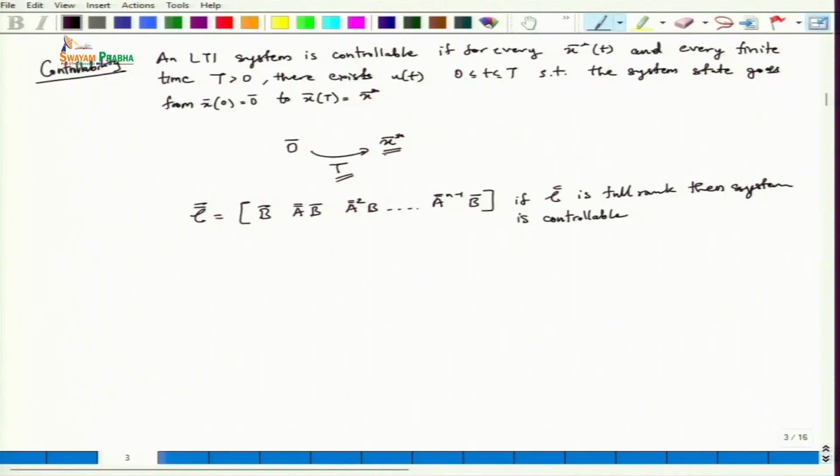Okay, so just to summarize the concept of controllability, the understanding is for every state x star, and for every finite time t, if there exists a control input which takes the state from 0 to x star, then it is controllable. So controllability is basically a property of the system, and the controllability matrix is given by this expression, and if this matrix is full rank, then the system is controllable. So let us consider a few examples.